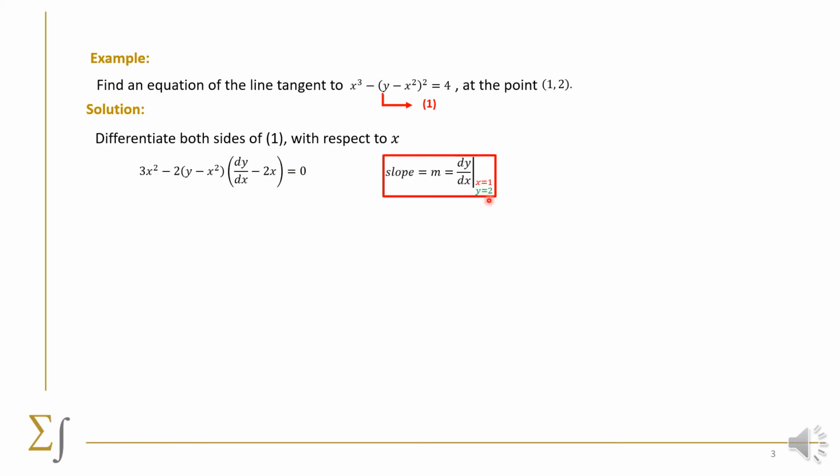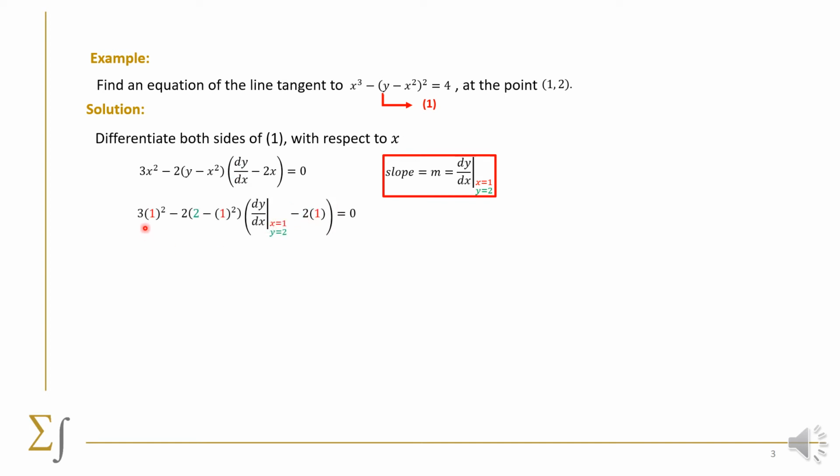Now we need to find the slope. We can solve for dy by dx and bring the expression for dy by dx, but I don't think we need to do this as we did in the previous example, because in the previous example we were asked to find a formula for dy by dx. But in this example we need to find the slope, the value of dy by dx when x equals 1 and y equals 2. So we can simply plug in 1 for every x and 2 for every y, and then we find dy by dx immediately.